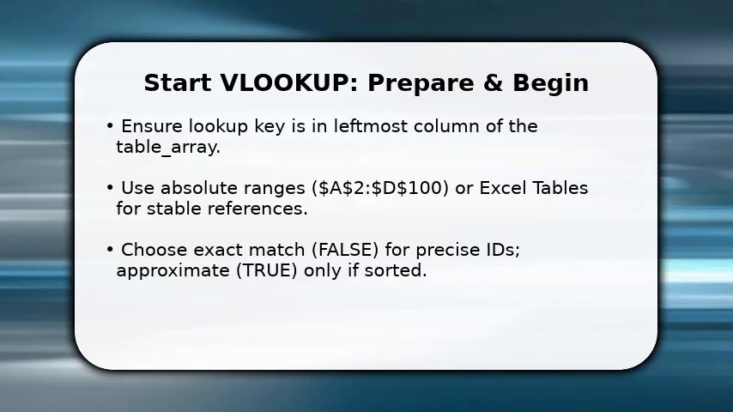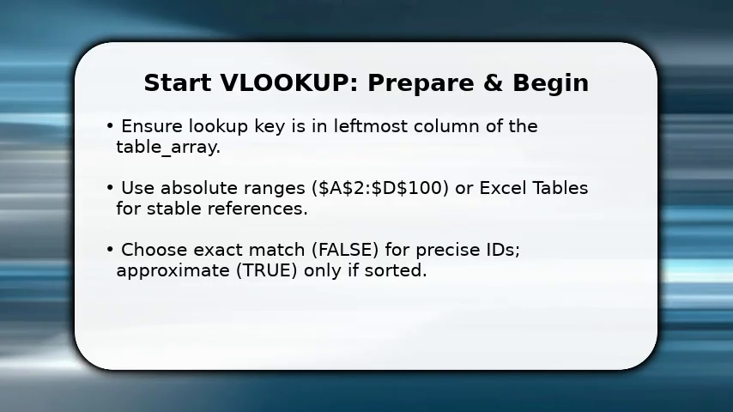You need the lookup key and the table in place. Place the key in the leftmost column so VLOOKUP can find it. Once done, click the result cell and type =VLOOKUP, then reference the lookup value.